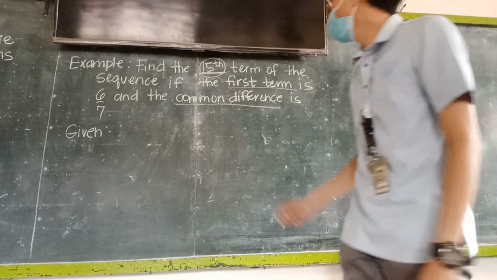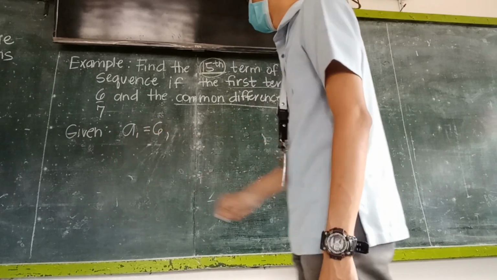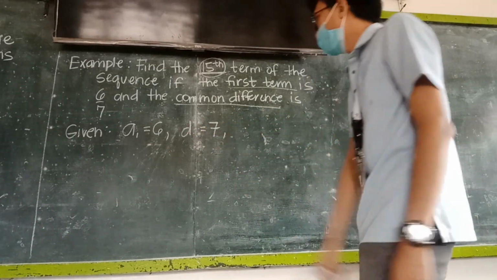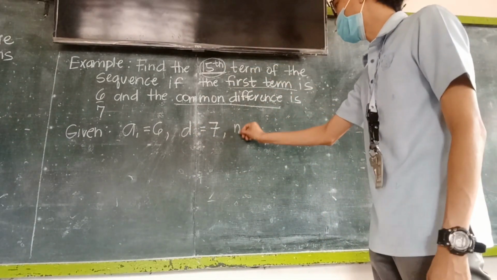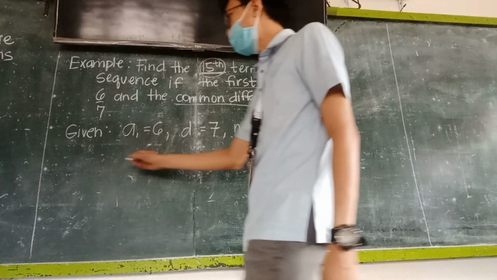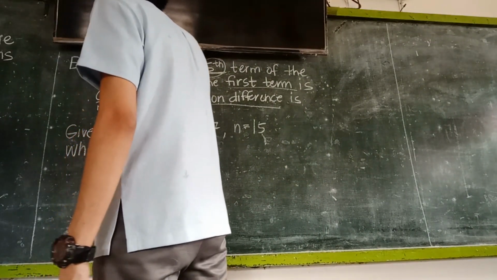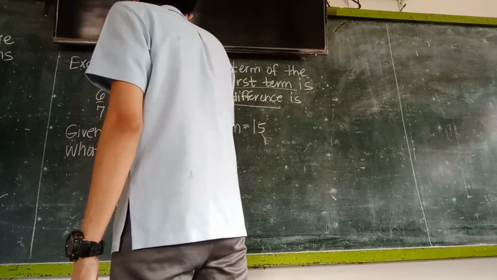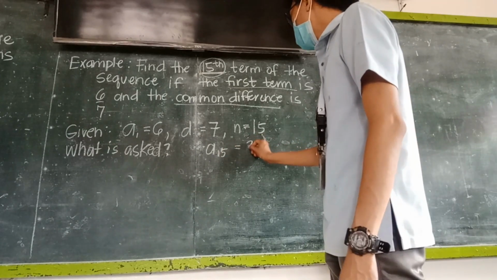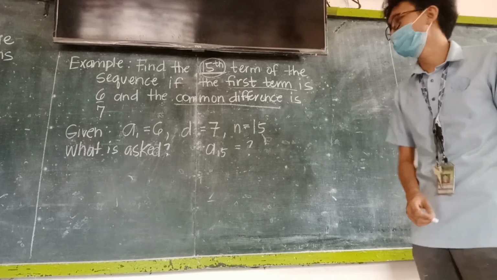Now, ang given natin, we have the first term, which is a sub 1 equal to 6. Common difference na d is equal to 7. At yung number of terms na hinahanap natin is 15. So, ano yung nawawala? Ang nawawala natin is yung a sub n. What is asked in this problem is that ang a sub 15 na missing. So, tandaan natin, missing yung a sub 15.